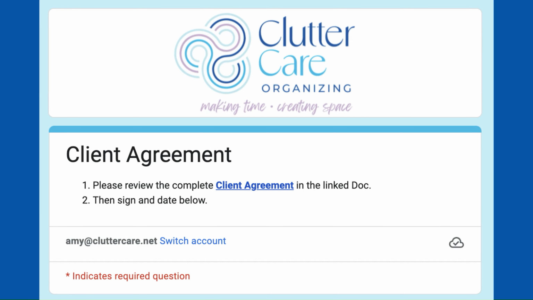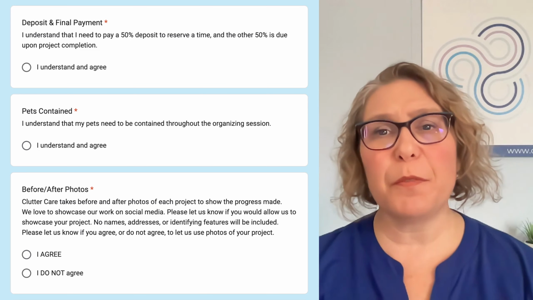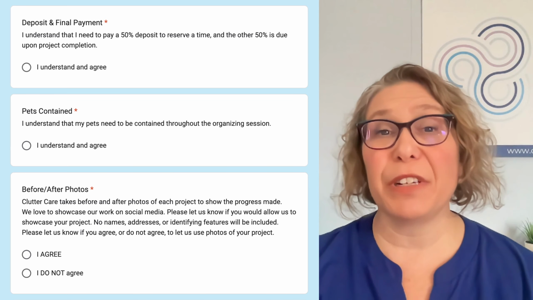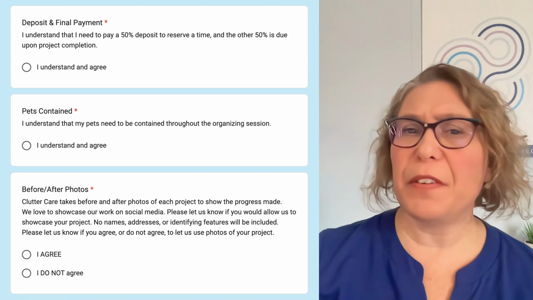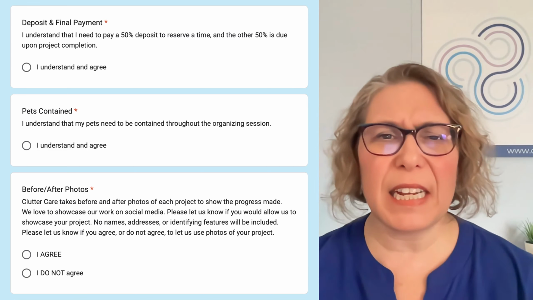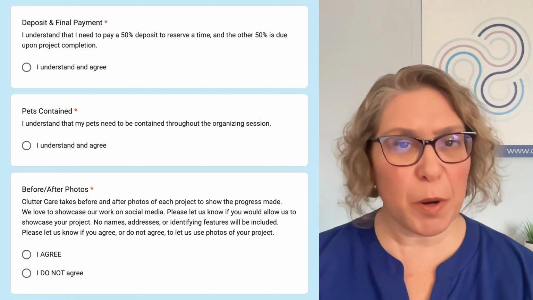Level 1, all of the agreement or contract is text in a Google Doc, which is linked at the top of the form so clients can read it before signing your form. Level 2 would be most of the agreement or contract is in a Google Doc, which is linked at the top of the form, but the form includes a few more questions that need to be answered or that they need to agree to, such as, I agree to 50% down and 50% at the end of the project. I agree to keep all pets contained. I do or do not agree to have before and after photos used for marketing purposes.